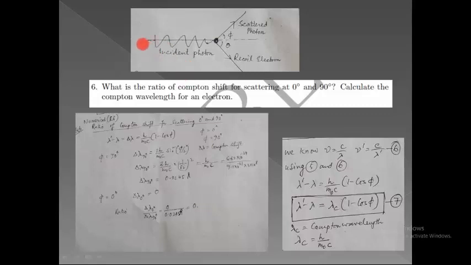So what do you have? You have an incident photon. So what is the numerical? What is the ratio of Compton shift? Compton shift means lambda dash minus lambda, this value. Sometimes the difference is called del lambda. The formula is lambda c into (1 minus cos phi).